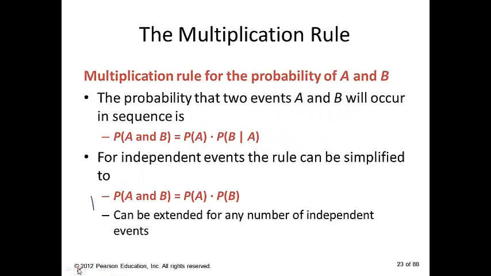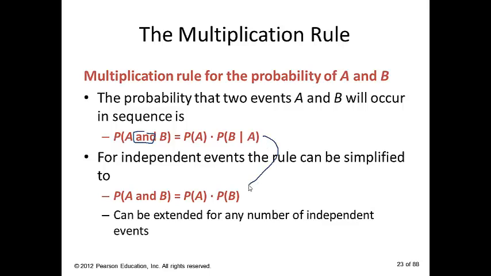Okay, so the multiplication rule. The probability that two events A and B will occur in sequence, the probability of A and B, is equal to the probability of A times the conditional probability, which is the probability of B given A. For independent events, the rule can be simplified to the following: the probability of A and B is equal to the probability of A times the probability of B.